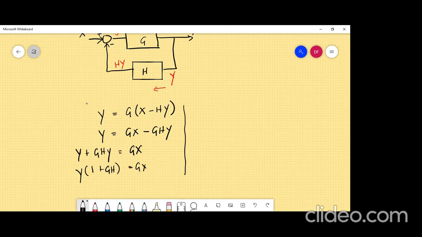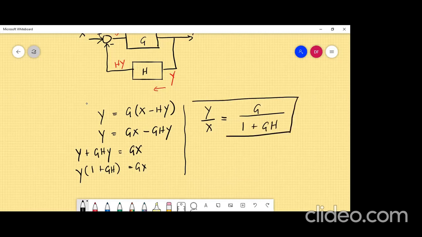So we can write, therefore, that Y over X, which is the output over the input, which is the transfer function, is going to be equal to G over 1 plus GH, which is a useful formula for your control class.